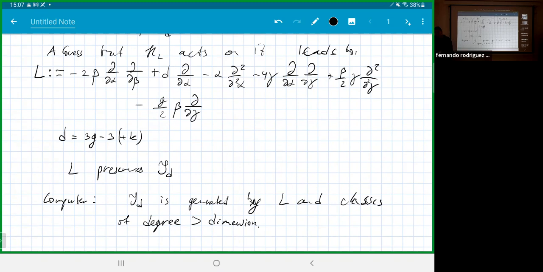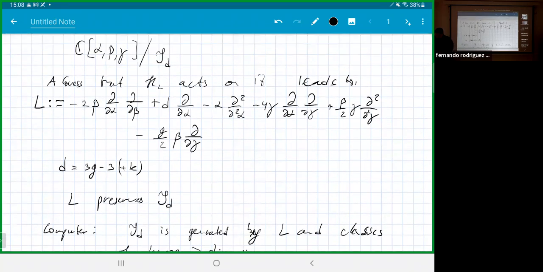Okay, so do you have some questions? More questions? Okay, can you explain the last thing a little more? So suddenly it was a D, and then suddenly D was 3G minus 3, maybe plus some unspecified K, and the ideal isn't specified. How big is this? Can you follow up a little bit?